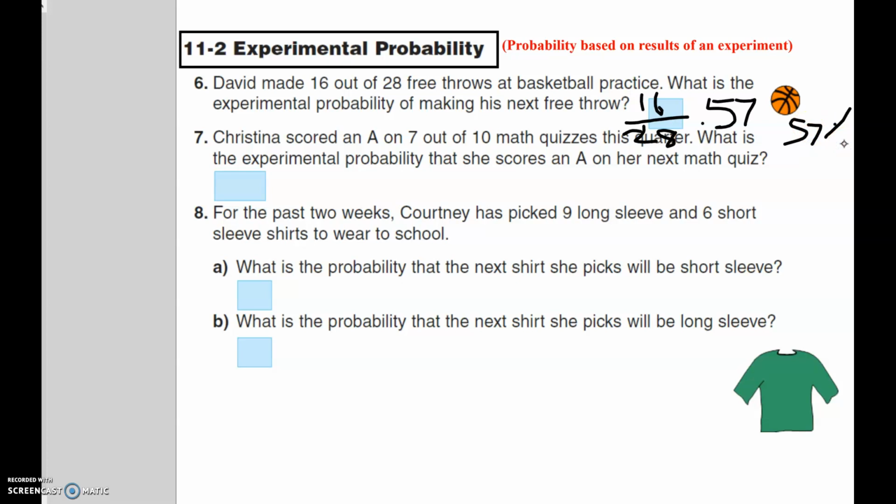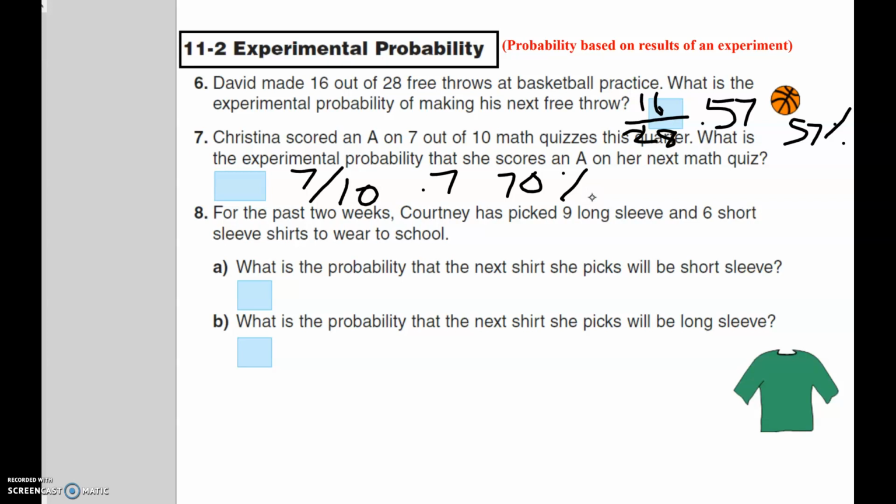Okay, next one. Christina scored an A on 7 out of 10 quizzes. What's the experimental probability she scores an A on the next one? Okay, you guys try that one. I'm going to show the answer right now. It would just be the same as what her past was, 7 out of 10. Divide it, 0.7, multiply by 100, 70%.